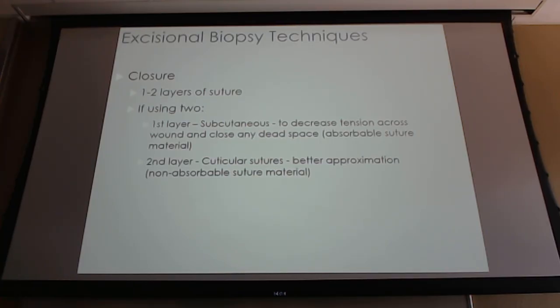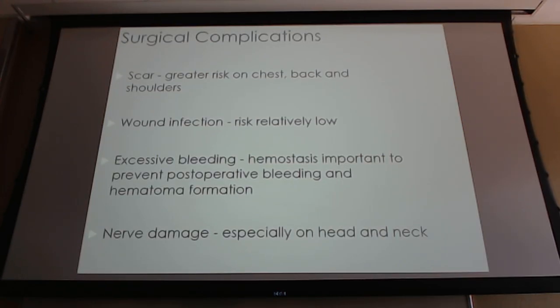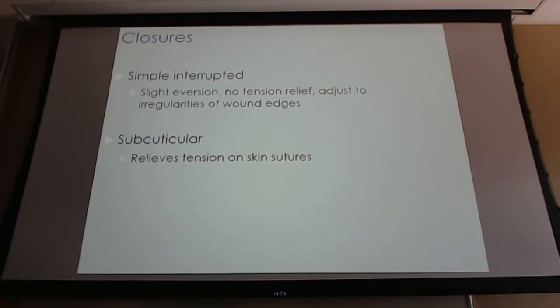So we're using that absorbable suture stuff to just put those things back together. But then we're going on that second layer up at the top, the epidermal layer. So that's the non-absorbable stuff. And we will then see them back, make sure that they're not having any infection, and that we can heal it up. Complications, of course: scar, wound infection, excessive bleeding, nerve damage. Those are all things that are out there.